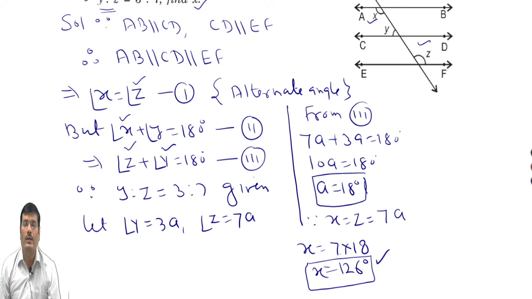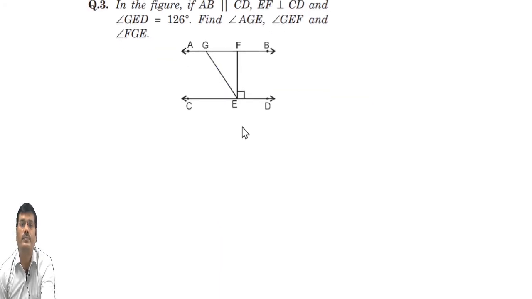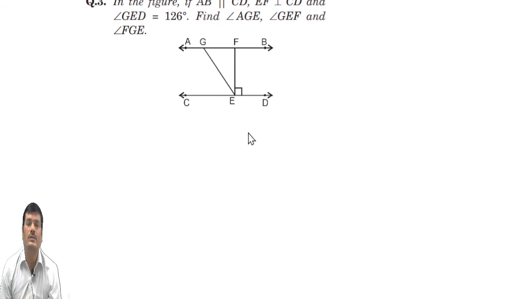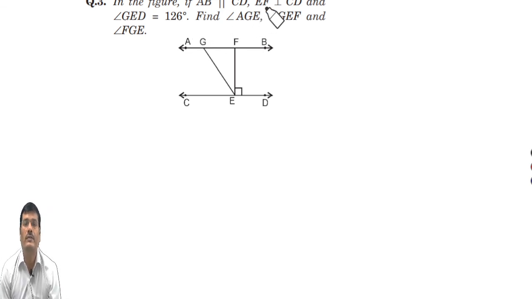Okay. Now see our next question. Next question is what? This is question number 3 of your NCERT. Very easy question. What we have to find? AB is parallel to EF. EF is 90 degrees given. GED is equal to 126 degrees. Since this angle GED is 126 degree, EF is perpendicular to CD. It means this angle is equal to 90 degree.